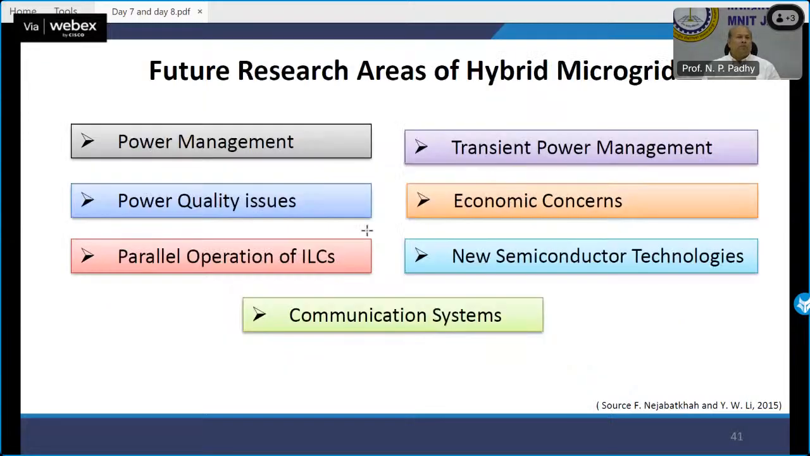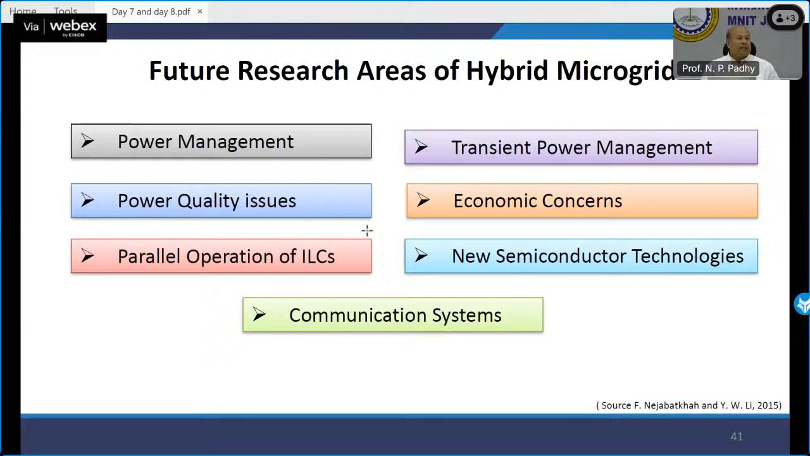If you look into the future research areas of hybrid microgrid, what do I see? Mainly, they are power management and power quality issues. These are all research problems. Parallel operation of ILC, already mentioned, but we have done it a little bit, but still there is huge scope.